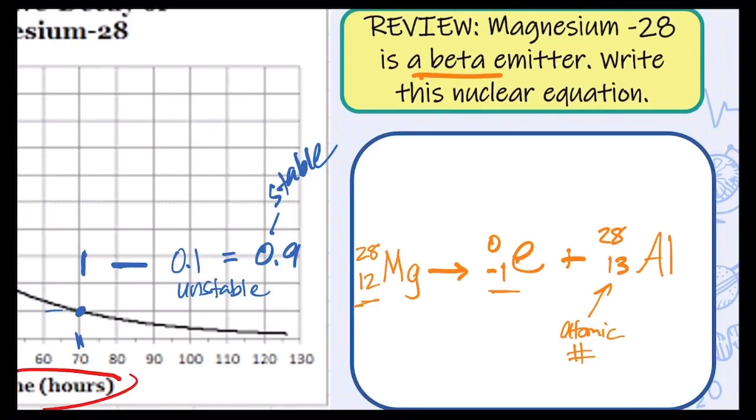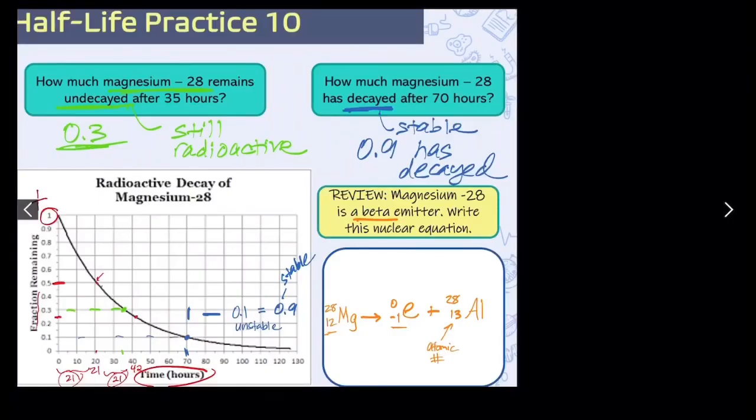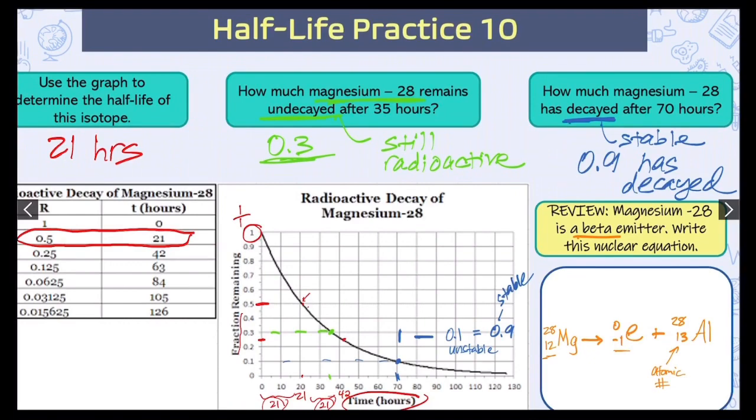So now let's take a step back and see how all of these numbers are connected to this equation. When we say that a stable daughter isotope of aluminum-28 has formed, we're talking about the 0.9. The 0.9 is the fraction that has decayed of magnesium-28, forming that stable daughter isotope. So then 0.1 would still be radioactive magnesium-28. And that's it for half-life.